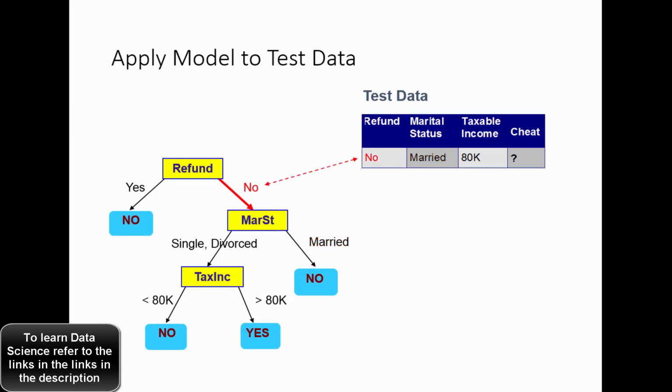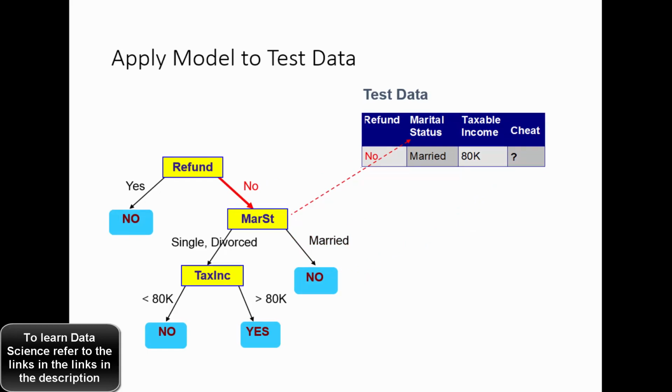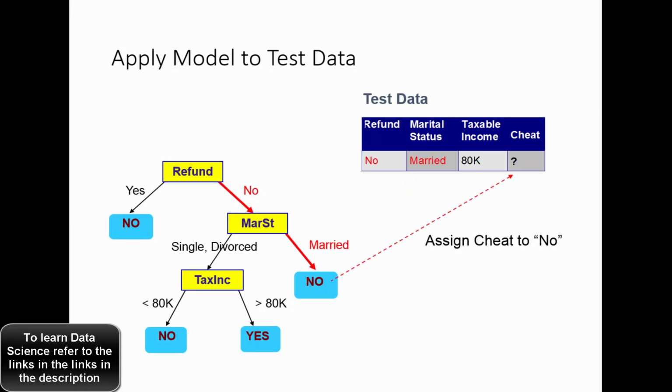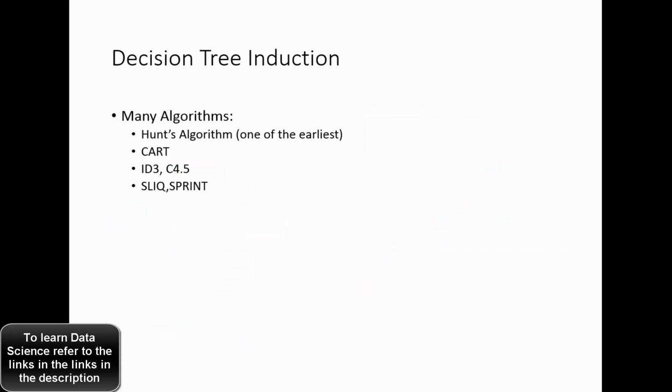So you go step by step. You are here when you see refund is equal to no. Then we go to the next one, married. So you are already here. Then you're here, you're already no, and then you assign no here.